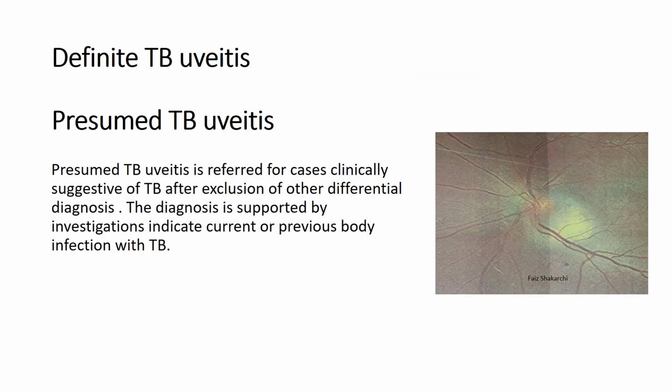Definite diagnosis of TB uveitis requires identification of the mycobacteria in ocular tissue or fluids, which is not always possible. Therefore, presumed TB uveitis is referred for cases clinically suggestive of TB, after exclusion of other differential diagnoses. The diagnosis is supported by investigations indicating current or previous body infection with TB.